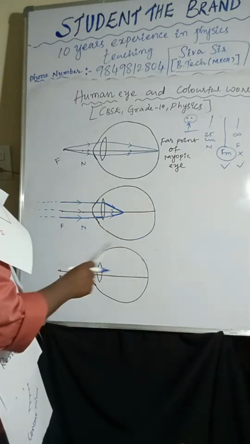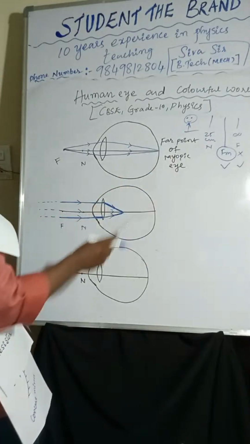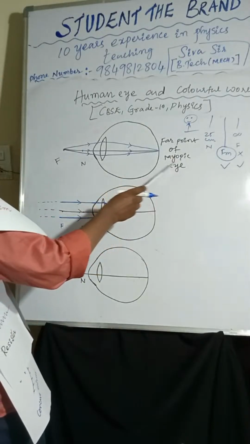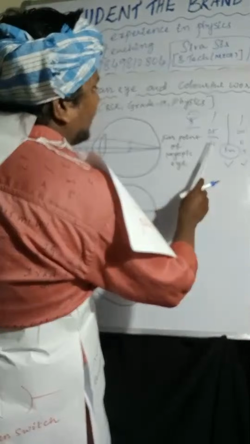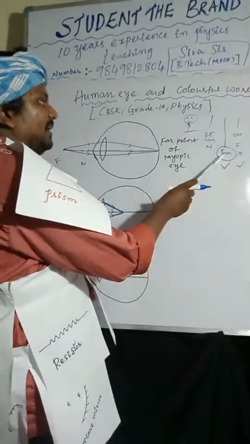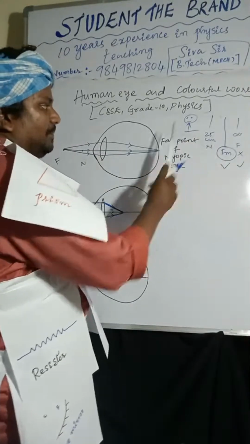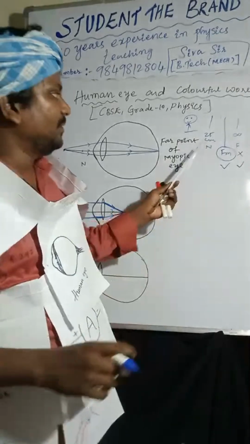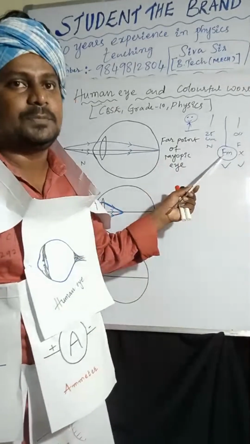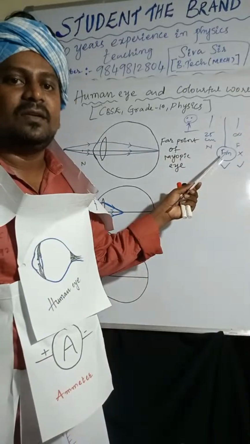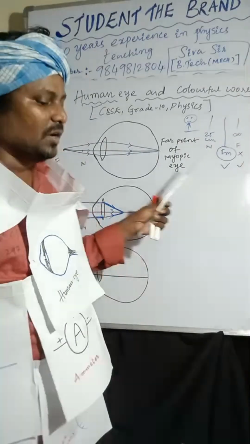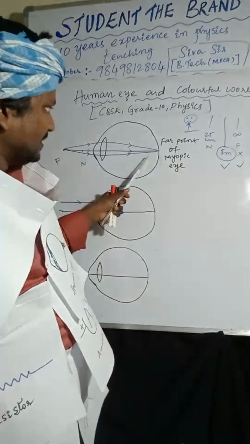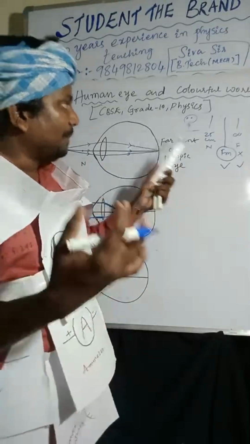If the light rays are meeting at the retina, as I see the far point of the myopic eye, it means you can see, as I said, 25 you can see, infinity you can't see, but between 25 to infinity you can see. He can see this point, I said, right? So that's why I'm taking this as the far point of the myopic eye.